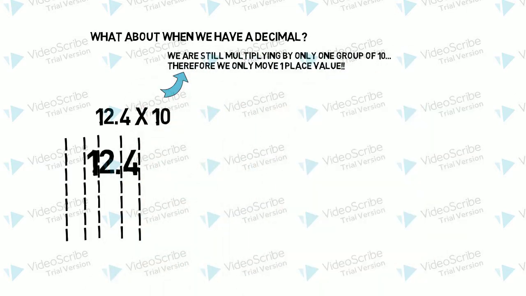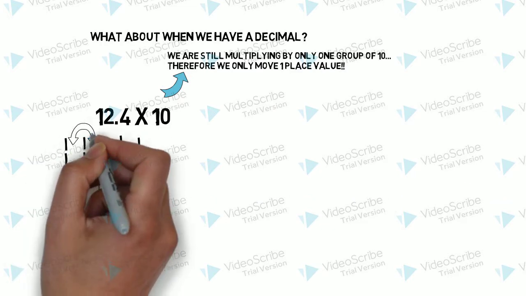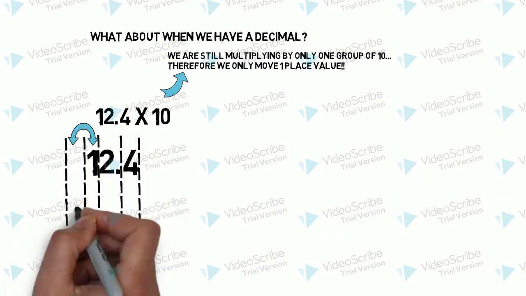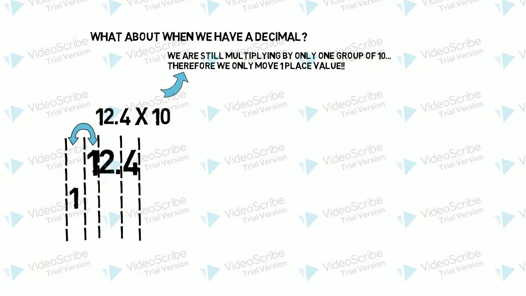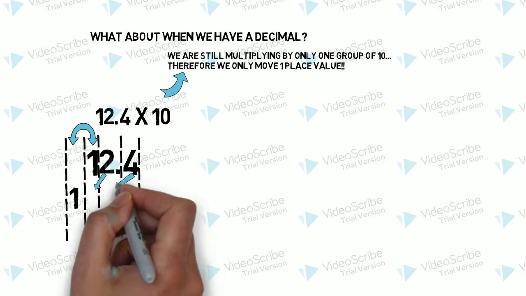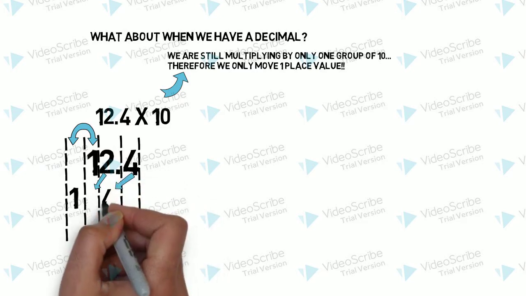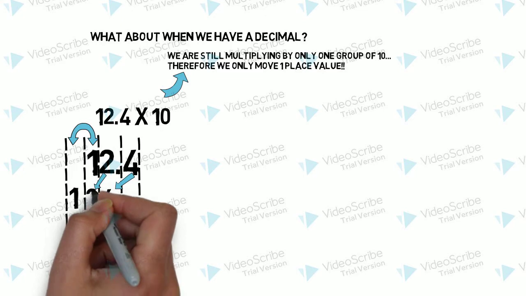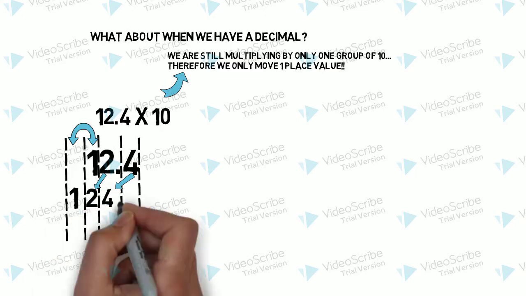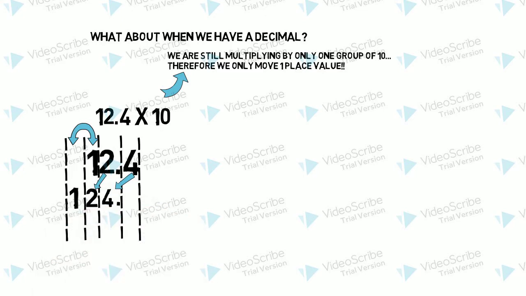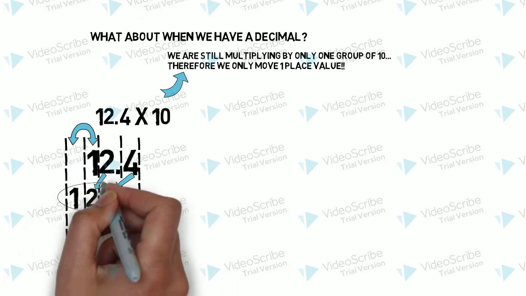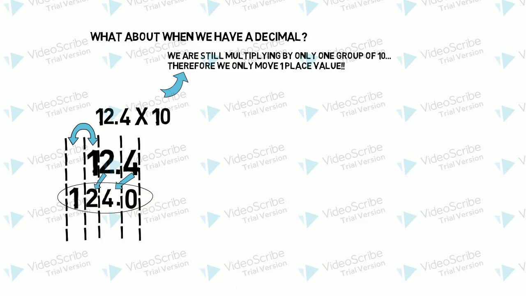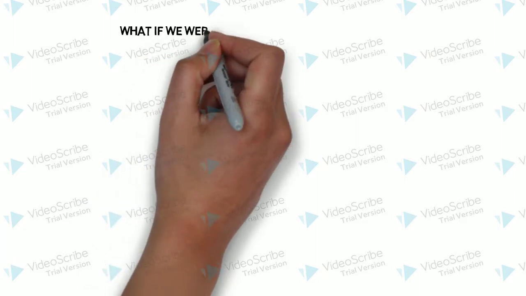In this example, we're still multiplying by only one group of 10. So we're only moving our numbers one place value box. The 1 goes from the tens place to the hundreds place. The 2 moves from the ones place to the tens place. And the 4 goes around the decimal and goes from the tenths place into the ones place, saying we have 4 wholes now. You can put a placeholder 0 where the 4 used to be in the tenths place, and that gives us a final answer of 124 for 12 and 4/10ths times one group of 10.